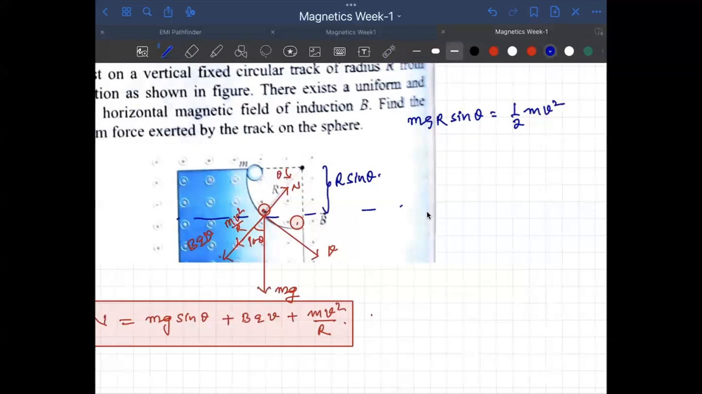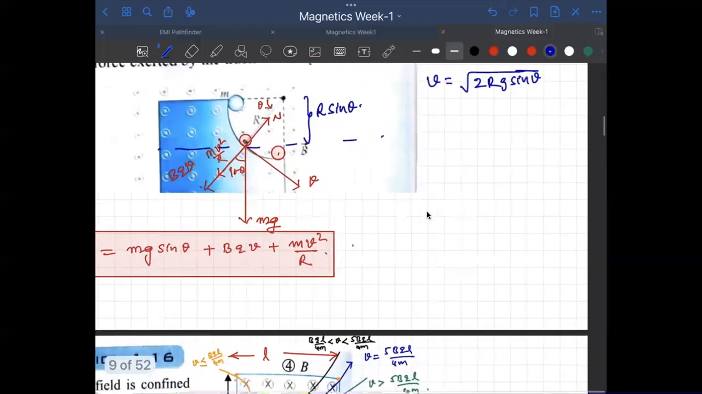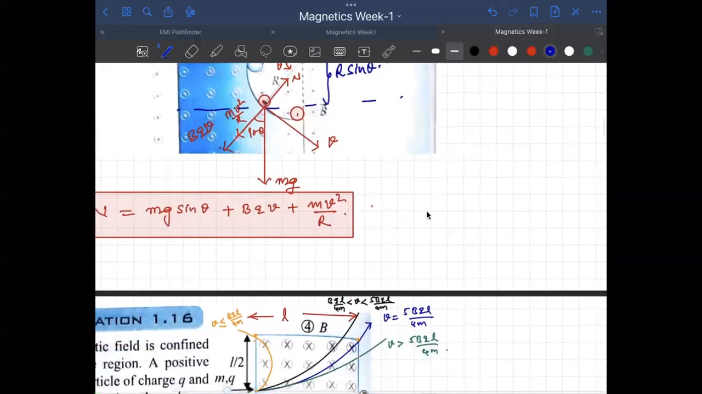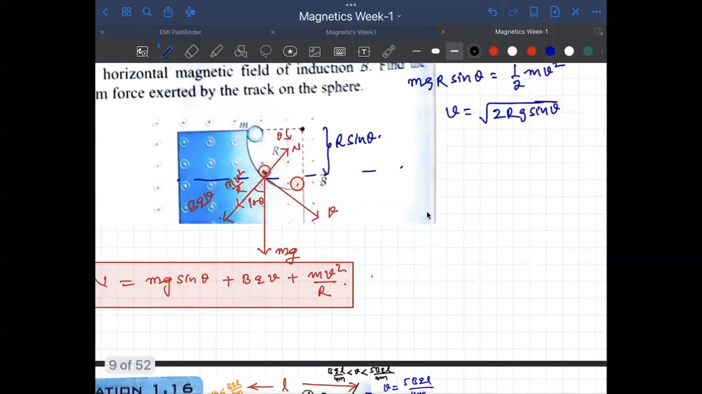Magnetic force always does zero work because the force is always perpendicular to the velocity. So therefore, the only work source is the weight. So now V can be written as root 2 R G sin theta. Now you come back to this equation again.